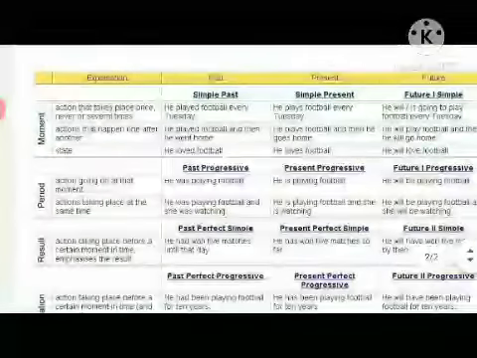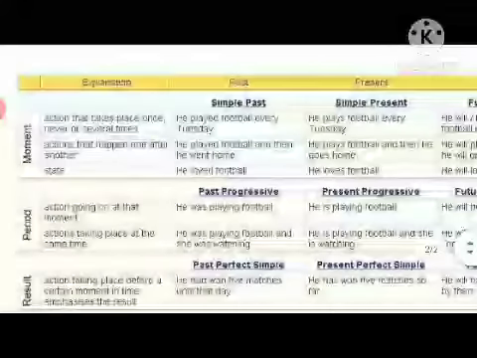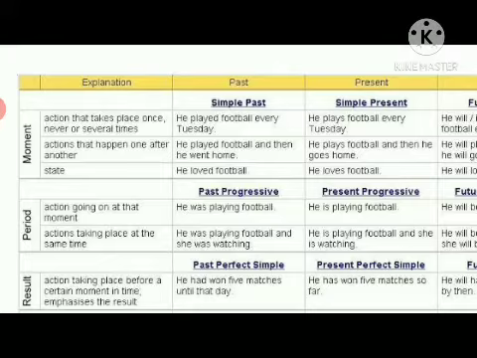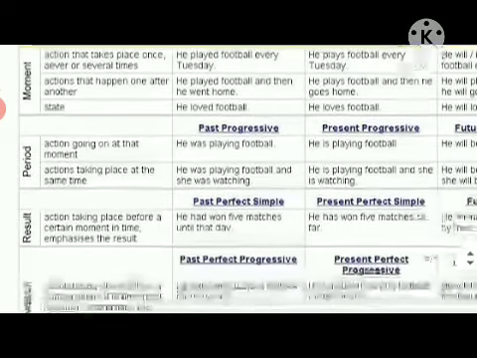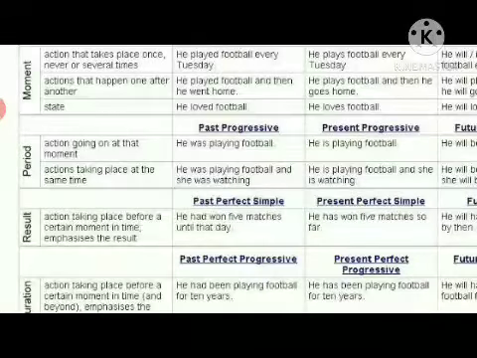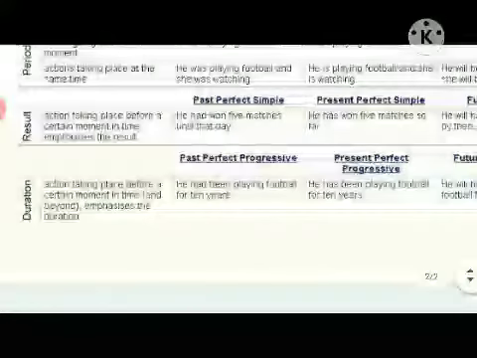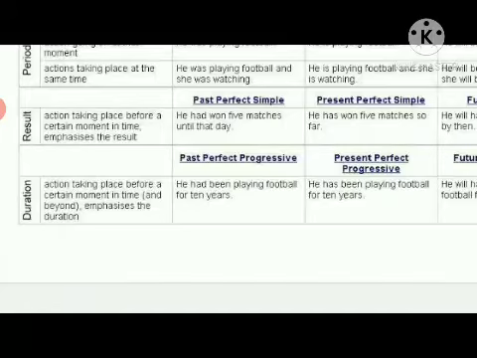In simple past you can see here in affirmative sentences we will be using verb second form: he played football every Tuesday. And if the sentence is negative we can say he did not play football every Tuesday. The verb first will be used with did. In past continuous, we'll be using helping verb was and were with verb first form plus ing. So he was playing football. And in past perfect, we'll be using the helping verb had, that is, he had won 5 matches until that day, and the verb's third form will be used.